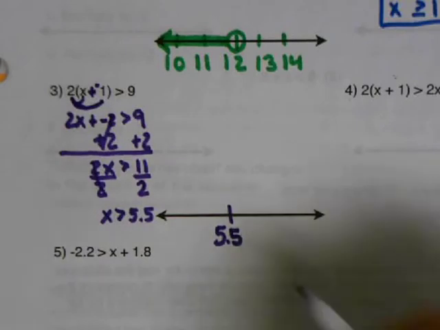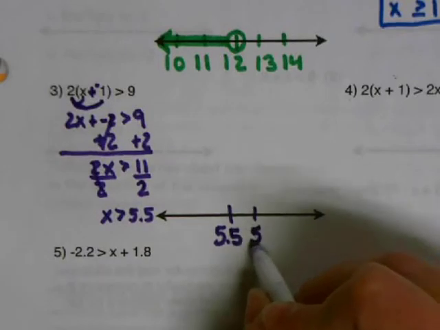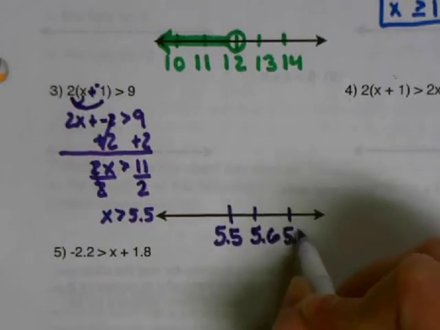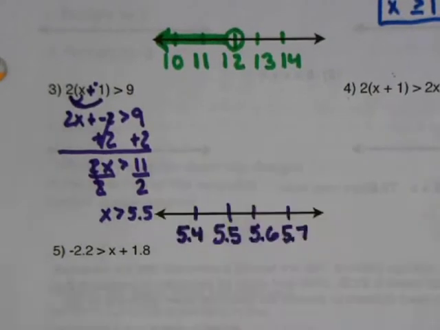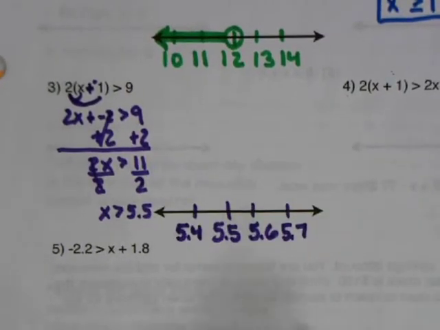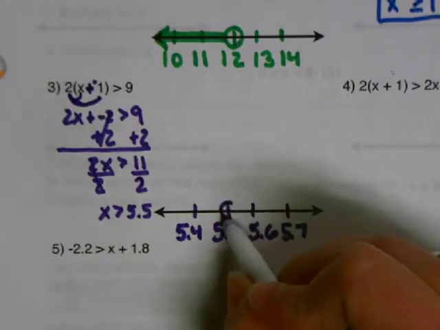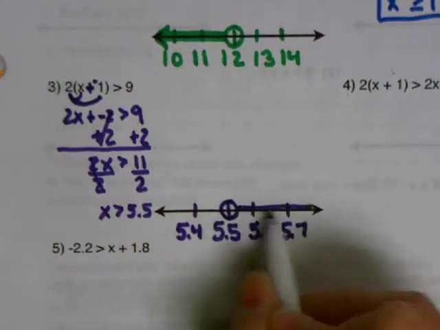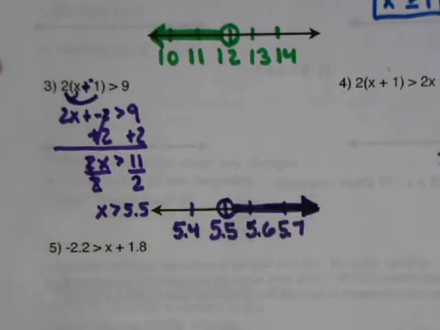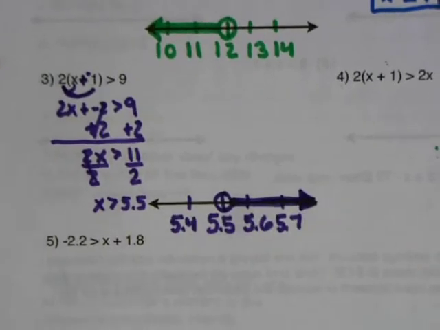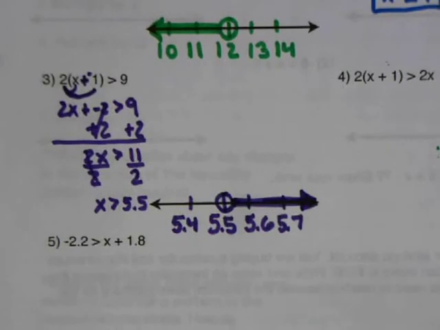So as we do that, let's put 5.5 here. And then maybe we want to count by tenths, kind of like we did before when we were practicing with decimals. 5.6, 5.7, over here, 5.4. And we know x is greater than 5.5, so it can't be 5.5, but it's everything greater than that. It's all a possibility, so it's going to go to the right. Okay.